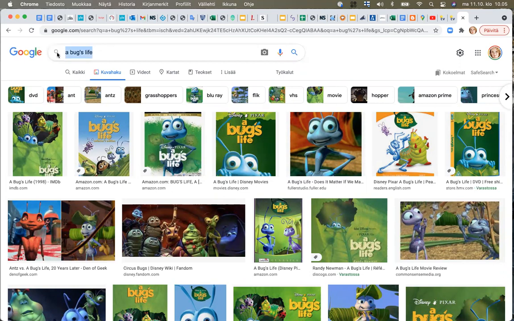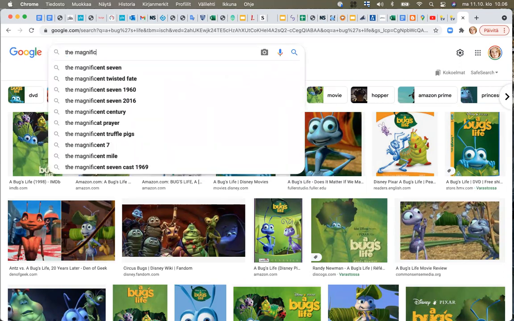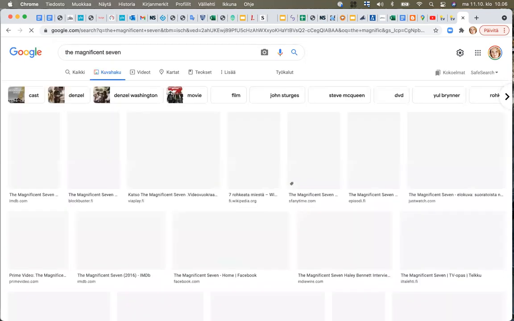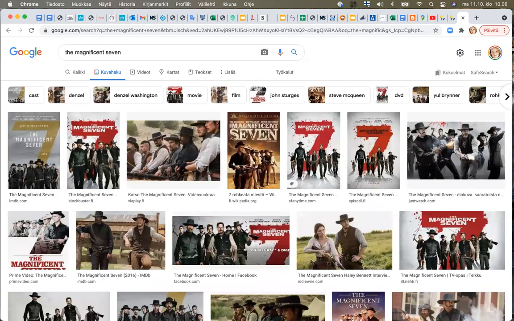Also, there's a Western called The Magnificent Seven, which was directly based on the Seven Samurai, and then there was a parody version of the Magnificent Seven. I think it was called the Three Amigos. Anyway, I think A Bug's Life was based on the parody version, but the Seven Samurai by Kurosawa was the original of these.